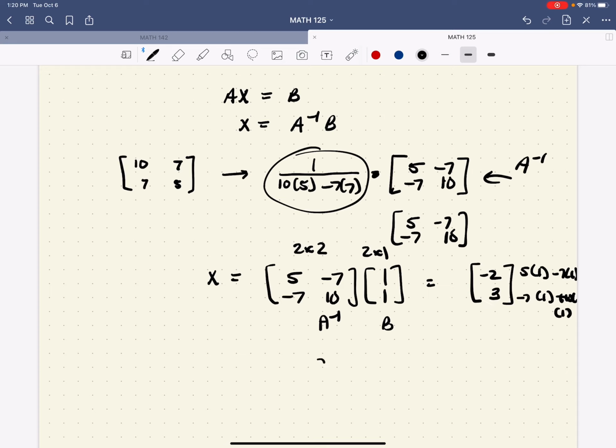So this tells me that X is equal to negative 2, Y is equal to 3, and that can easily be verified by plugging in that solution to each equation in the system. So there is using the matrix method to solve a system of equations.